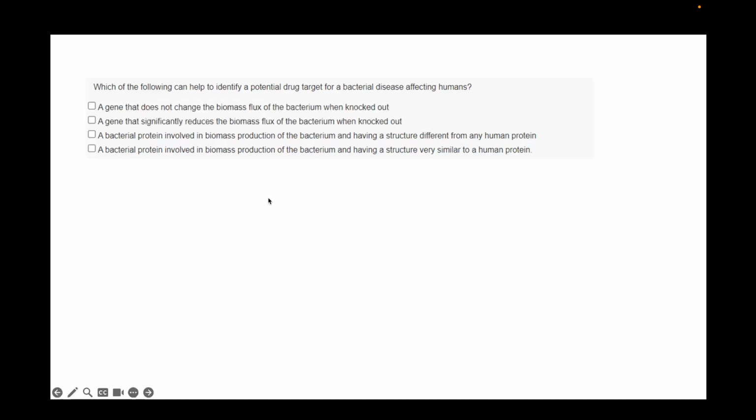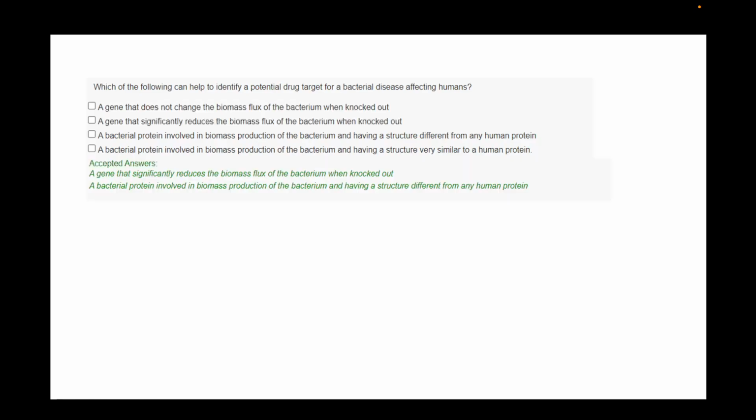The question is which of the following can help to identify a potential drug target for a bacterial disease affecting humans. So the answers are a gene that significantly reduces biomass flux of the bacterium when knocked out, which is understandable, so which is option number one. And option number three, which is a bacterial protein involved in biomass production of the bacterium, having a structure different from any human protein. So let's explore the other options as well.